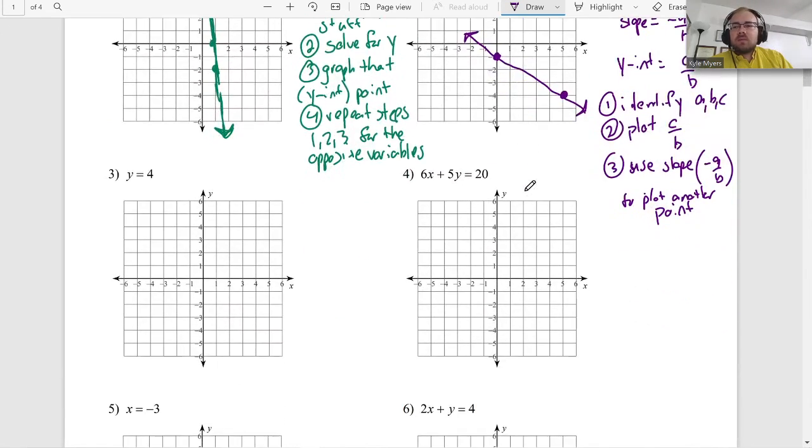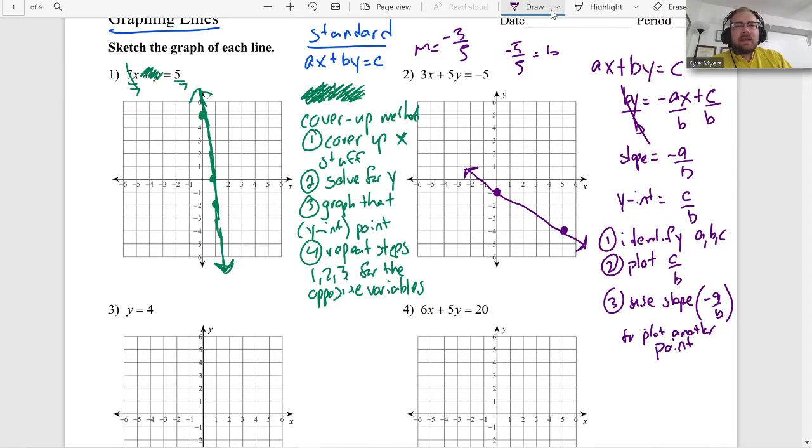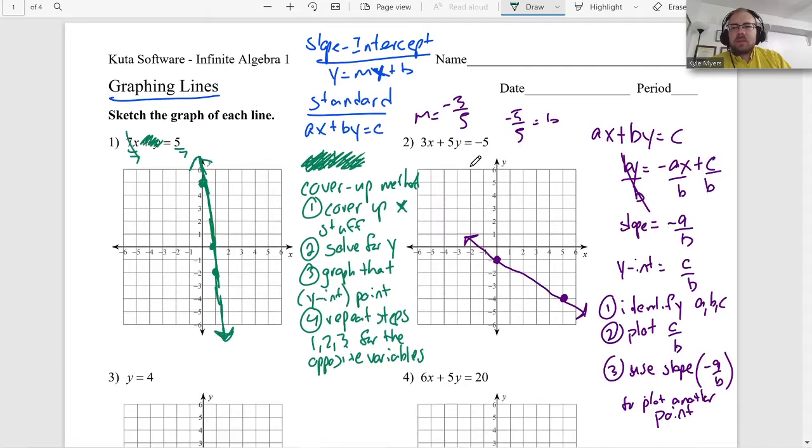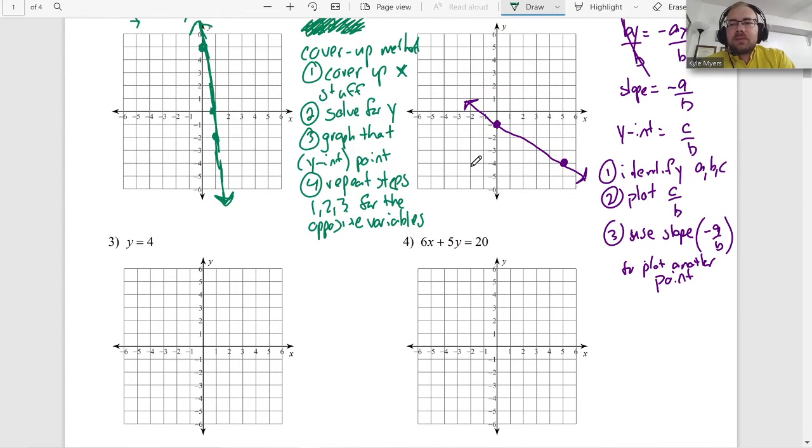Okay, so number three. Number three, we can actually kind of do the cover-up method on, sort of, because there's no x stuff to cover up. Y is equal to 4 would be right here, right? So when you cover up the x stuff, that's already done for you, kind of, because there is no x stuff. So solve for y is 4, graph that y-intercept point. So y equals 4, that's a y-intercept of 4.